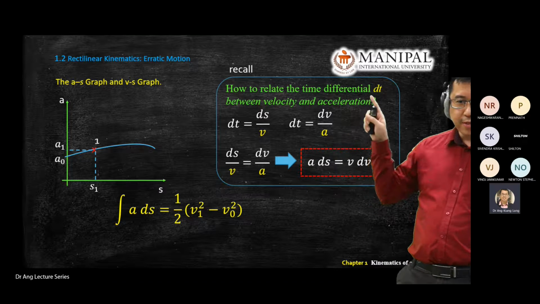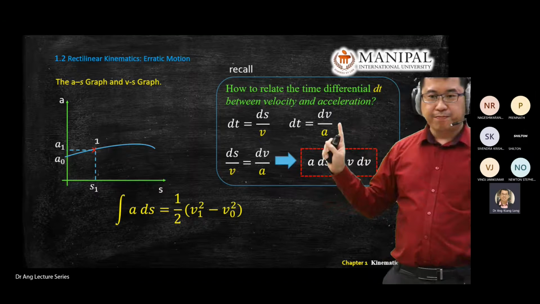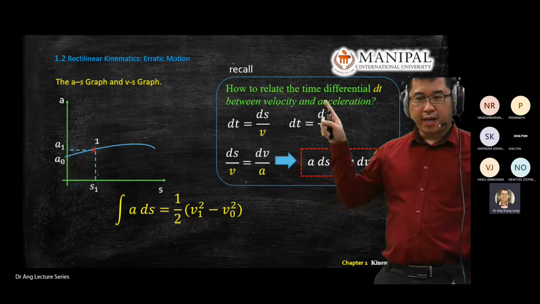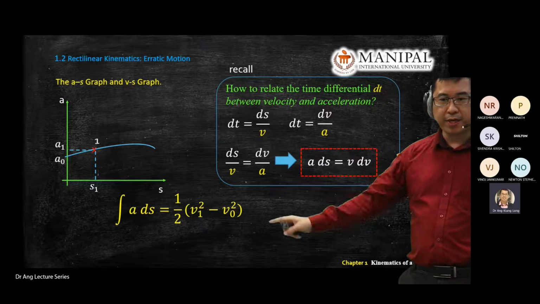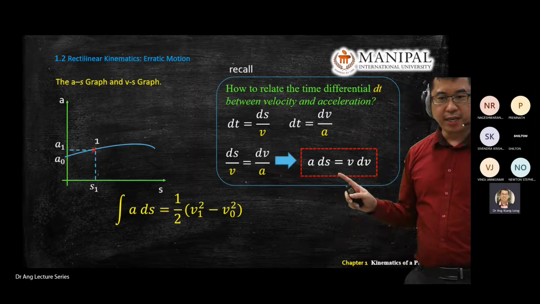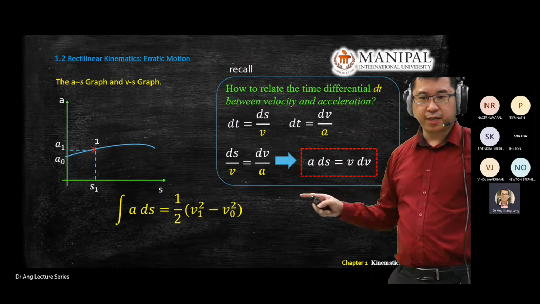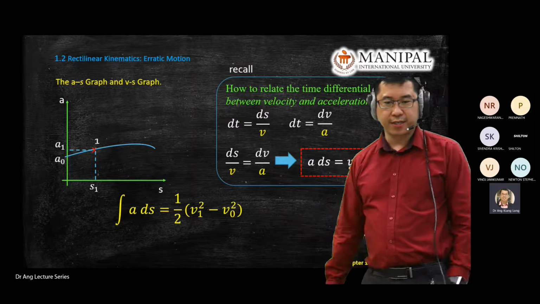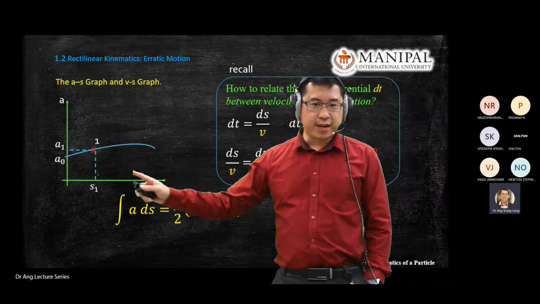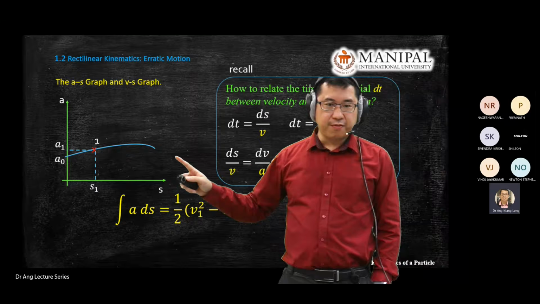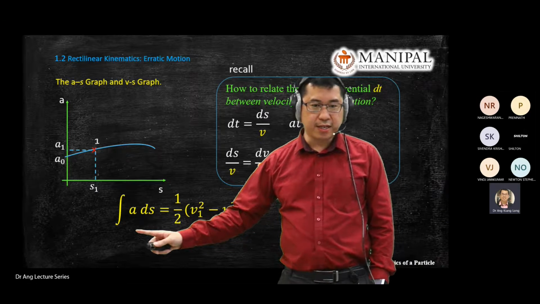It starts from something that we learned before this: we start with the definition of velocity, the definition of acceleration, and we only study what happened in that particular time frame. We equate them together, write them in a linear equation, and we see a ds equals v dv. We integrate, and we get the yellow color equation.